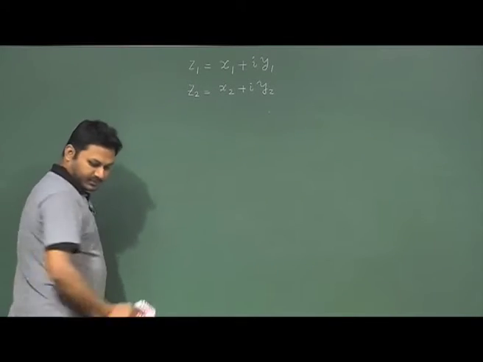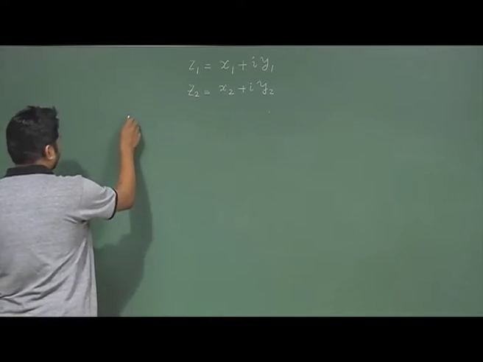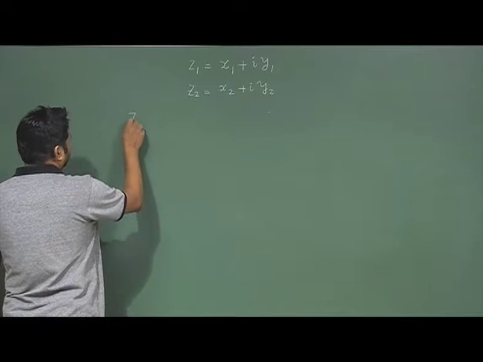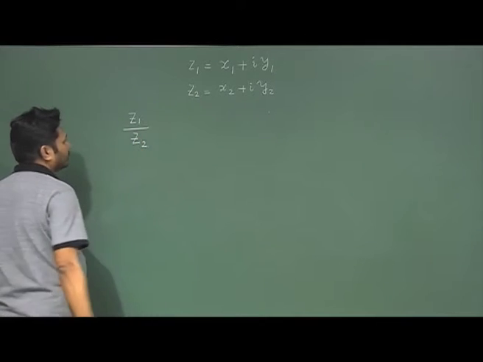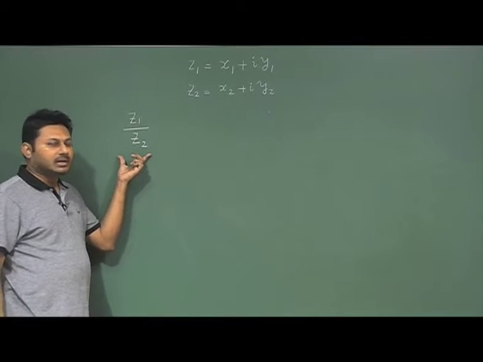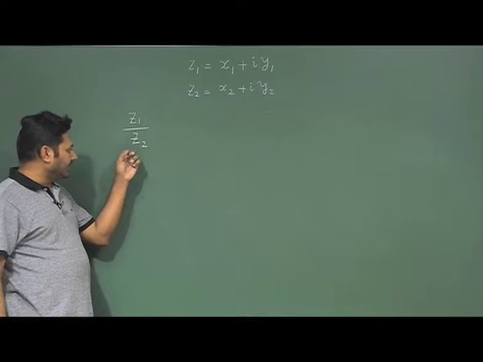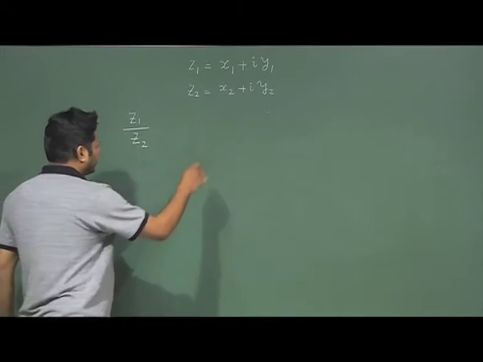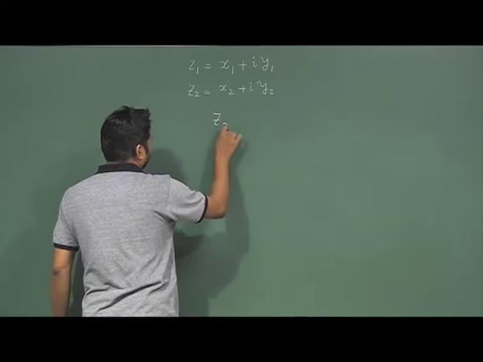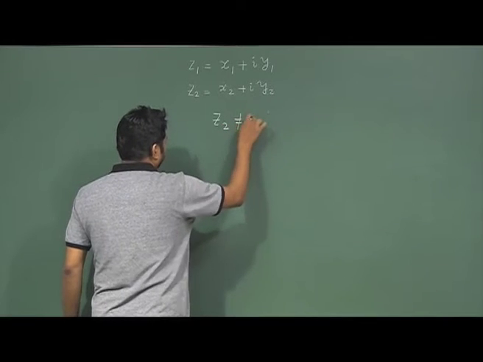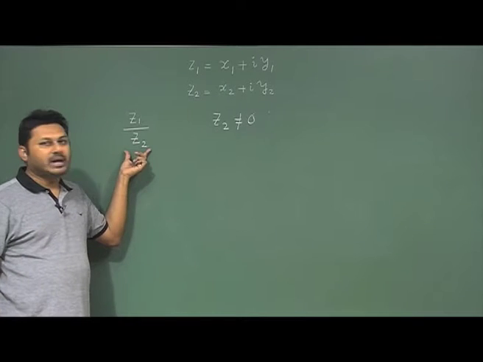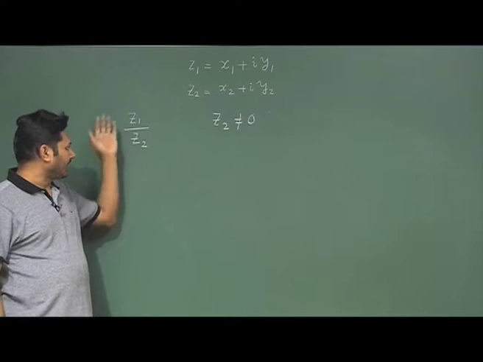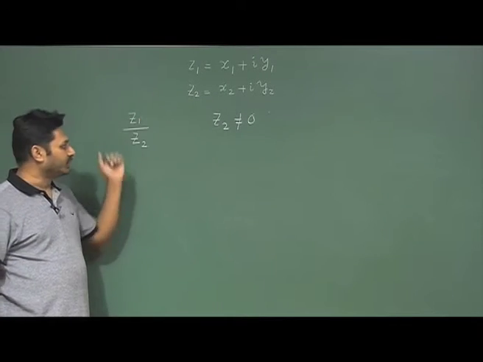Now, division. Division is important. So, z1 by z2, this division is valid only when z2 is not equal to 0, because if it is 0 then we have a problem, we do not have any kind of solution for that, or we can't do these things.